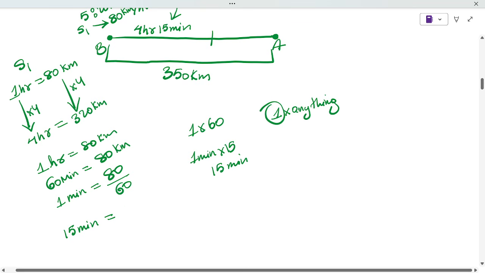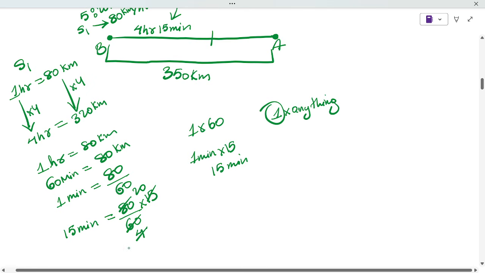The value of 1 is 80 by 60, then we need to multiply by 15, because we need to find 15 minutes. So 15 1 times, 15 4 times, 4 1 times, 4 20 times. Alright, there will be a shorter approach, but I'm doing it in a longer, normal method, in order to make us understand it very easily.